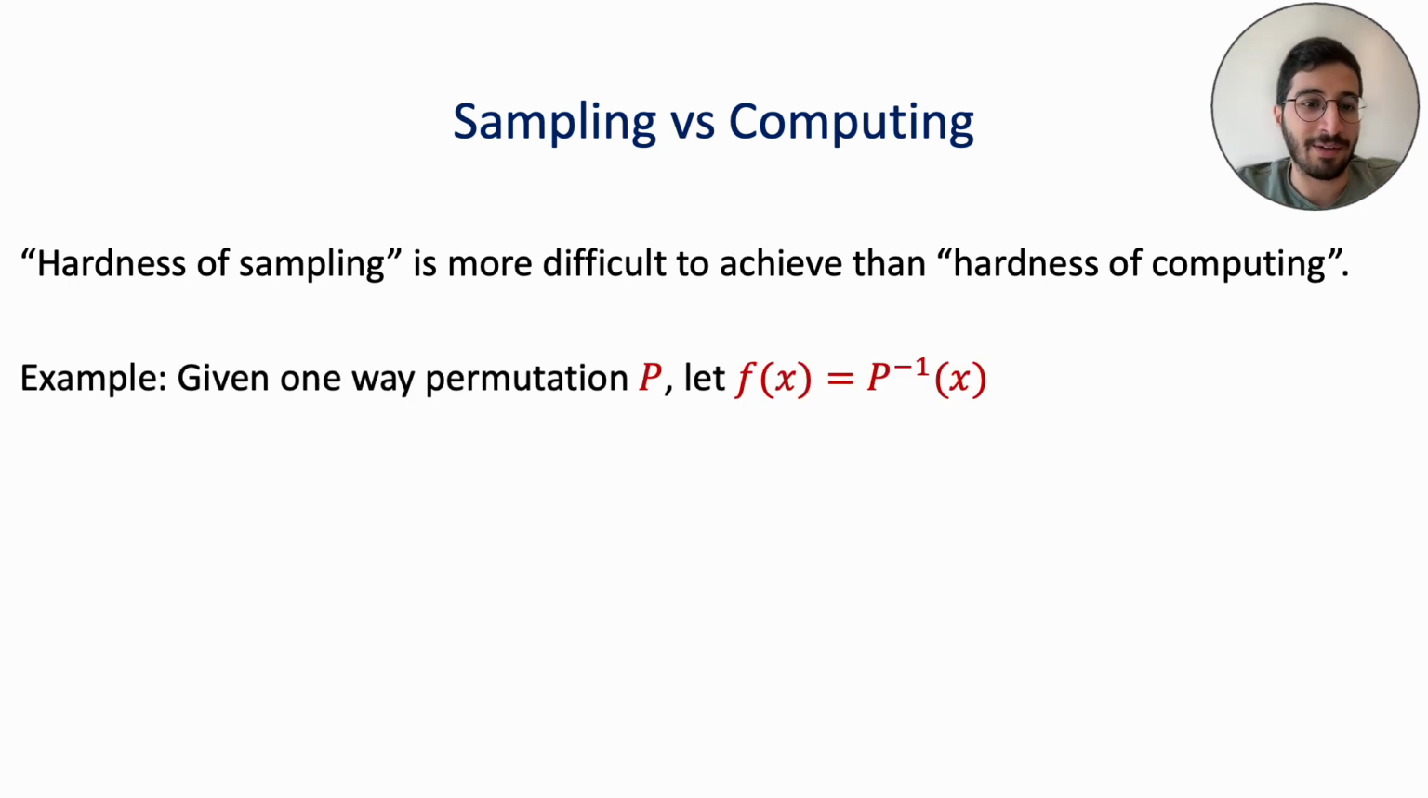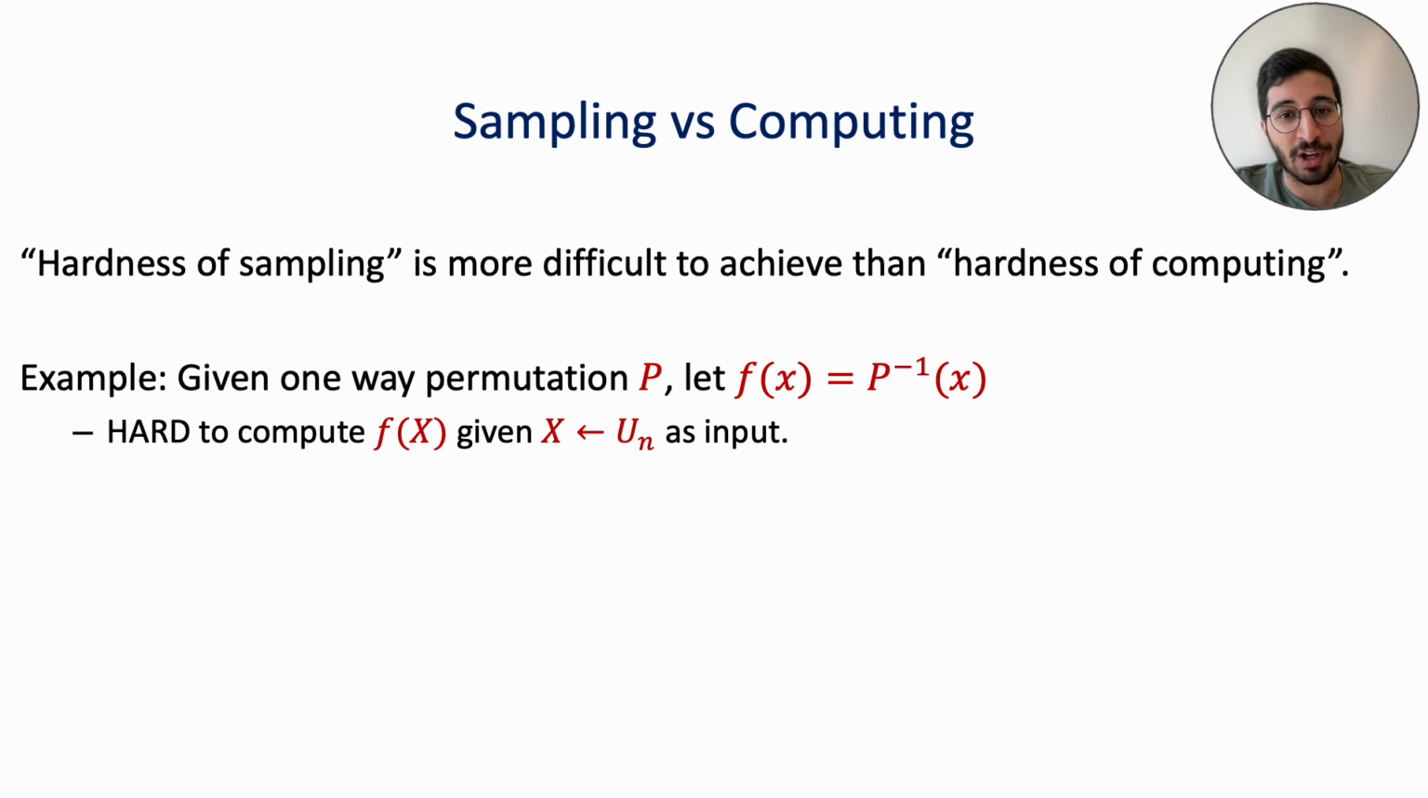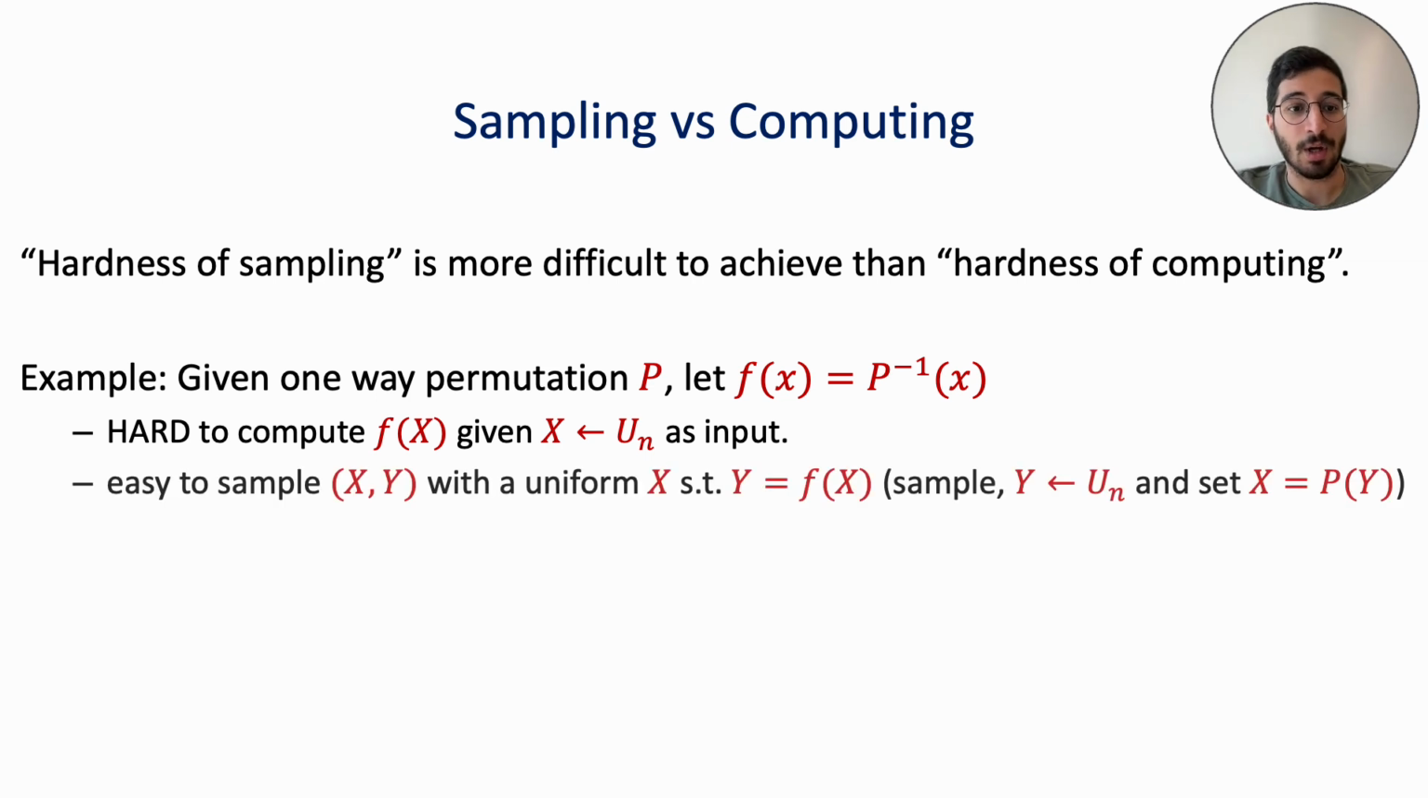And one key example you can have in mind is that suppose we have a one-way permutation P, and using this one-way permutation, let's define f of x to be the inverse of P on x. And obviously, given a random x, it's hard to compute f of x, because this would imply breaking the one-way permutation. So this function is hard on the average. However, it's really easy to sample pairs of x and y together. The reason is, well, first sample y at random, and then apply P on y to get x. And of course, this would be of the correct distribution because x is going to be uniform. Now, what this shows is that even though we had a function that is hard to compute on the average, this does not imply that we get a function that is hard to sample on the average.